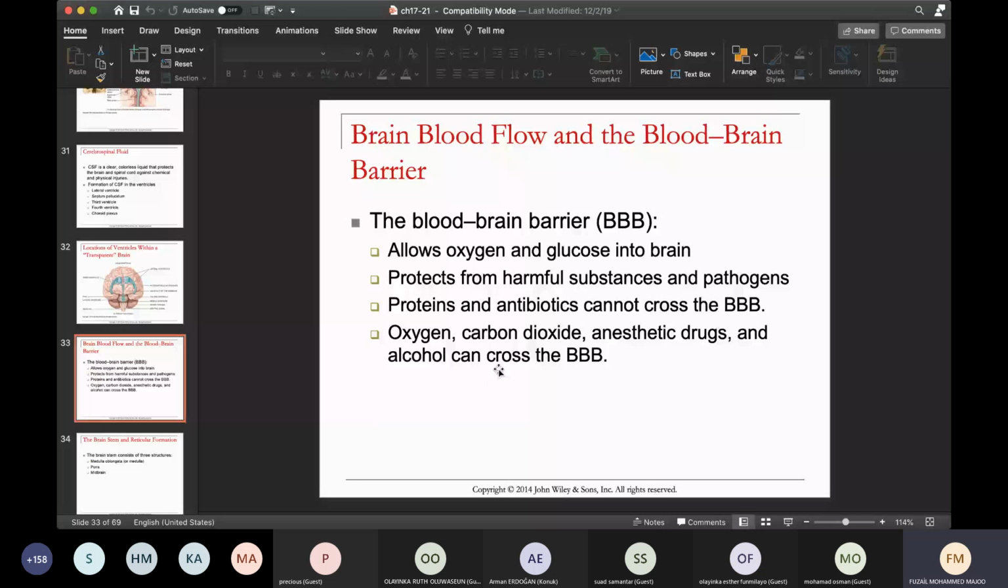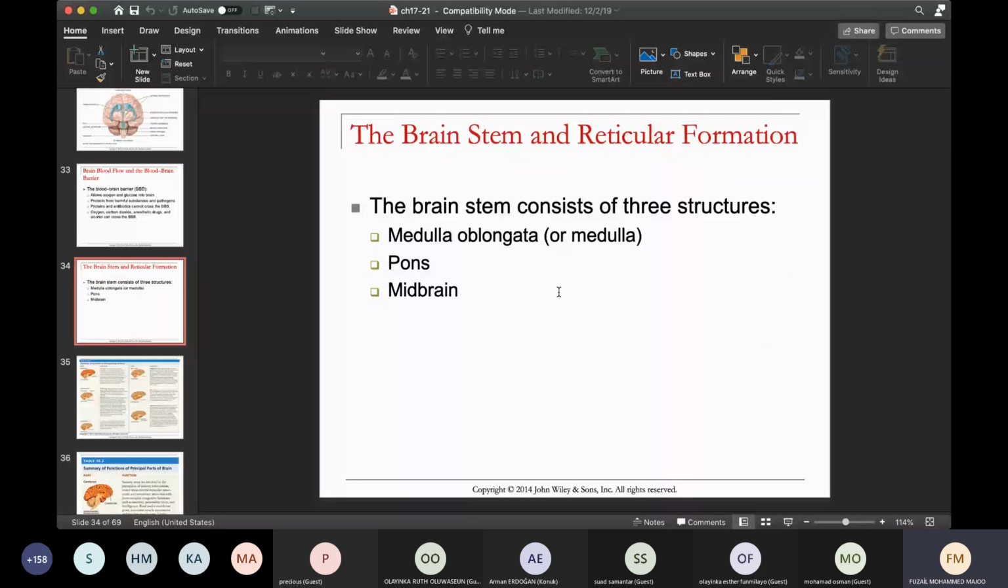When we talk about the brain stem, we're talking about three things. The brain stem is made up of the medulla oblongata, or some people just call it the medulla for short. There's the pons, as well as the midbrain. So these three structures constitute your, I'm sorry, not midbrain, the brain stem.